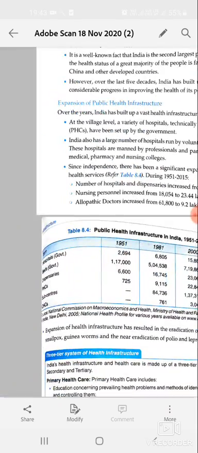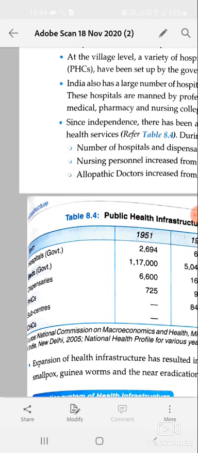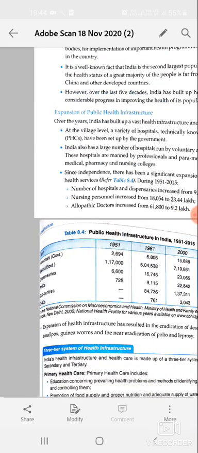Now I am going to show a table about the health infrastructure. Hospitals: in 1951 we had only 2,694 hospitals. In 1981 it increased to 6,805 hospitals, in 2000 it is 15,888, and in 2014-15 it reached 19,653. If we talk about beds, in 1951 we had only 1,17,000 beds. In 1981 it increased to 5,04,538. It increased further to 7,19,861 in 2000, and in 2014-15 it increased to 7,54,724.